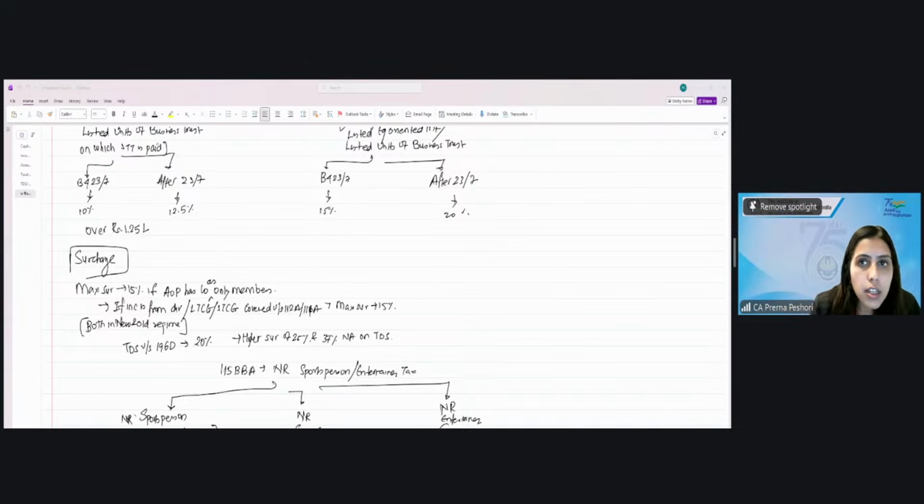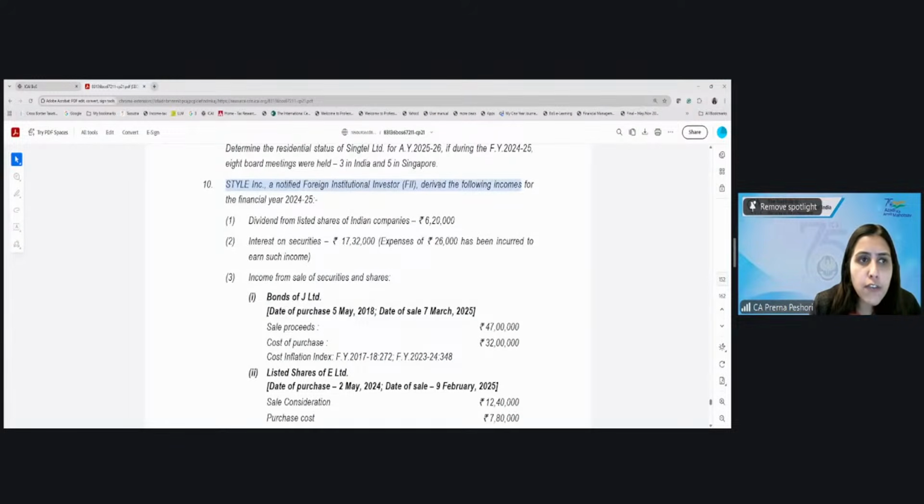Okay. Let us solve a question from the module on the foreign institutional investors. Style Inc., a notified FII, derived the following income for the financial year 24-25: dividend from listed shares of Indian companies, rupees 6,20,000. How will this be taxed?